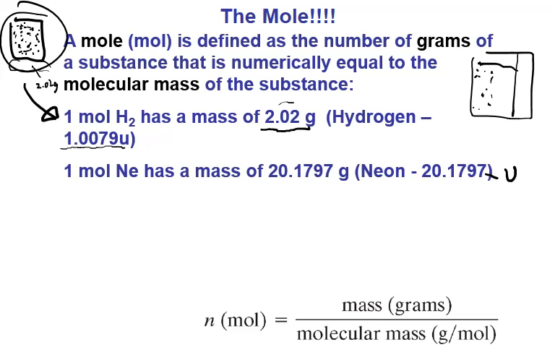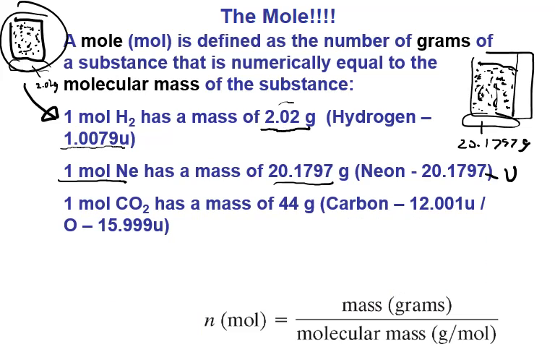So same size, and we have all of those neon molecules inside, right? 1 mole of neon is this many grams. And so if we put it on a scale, we would read 20.1797 grams because of all those different molecules in there.